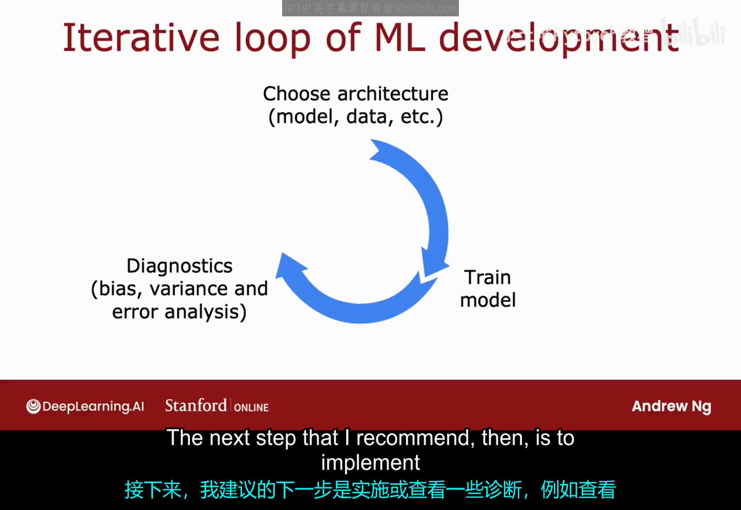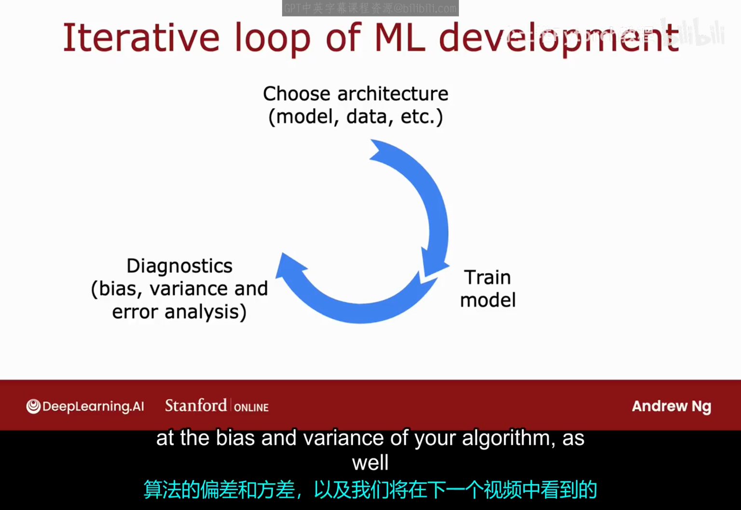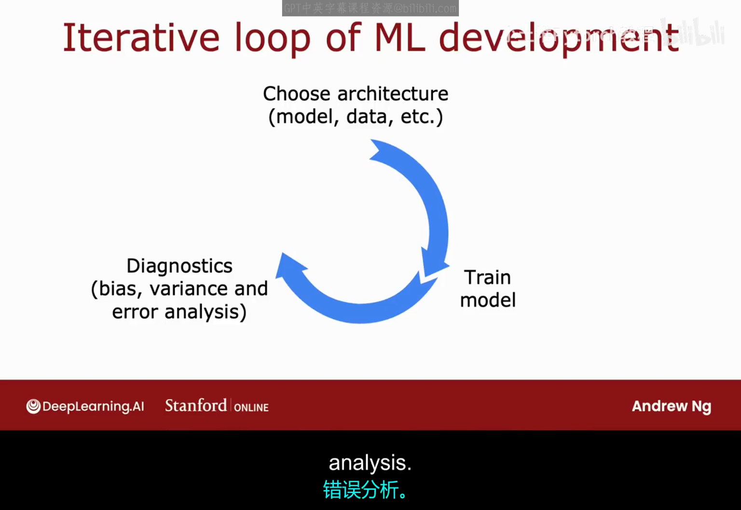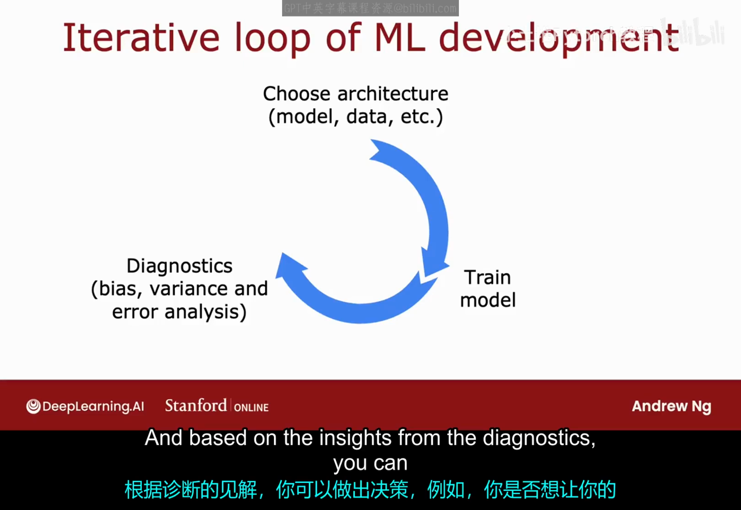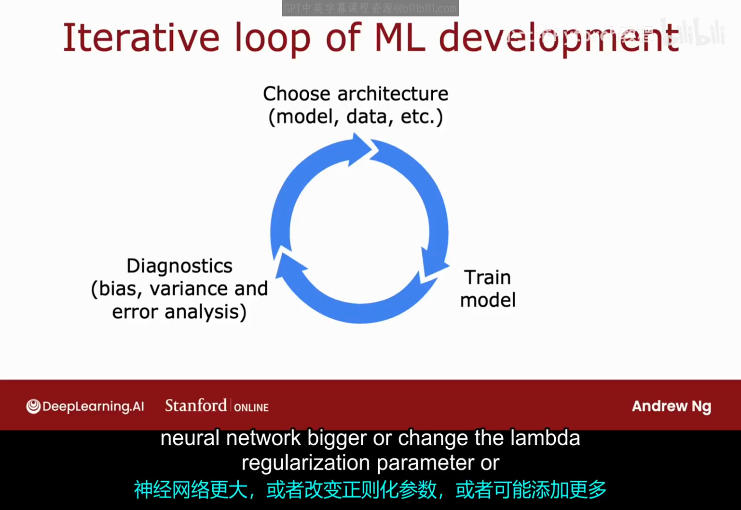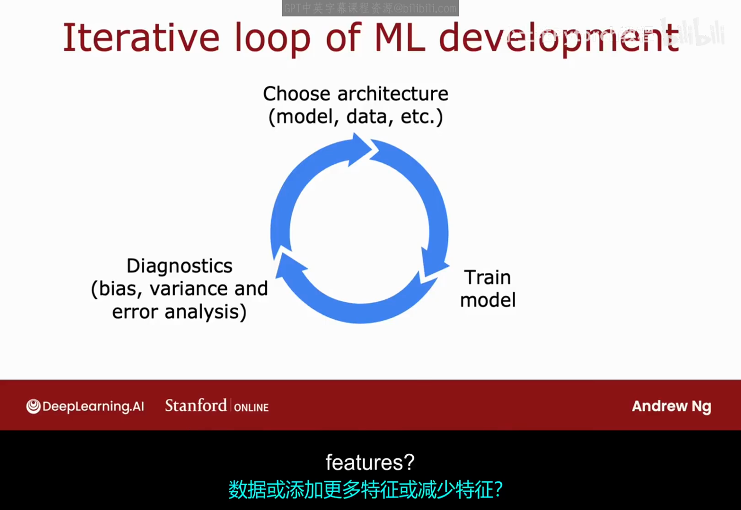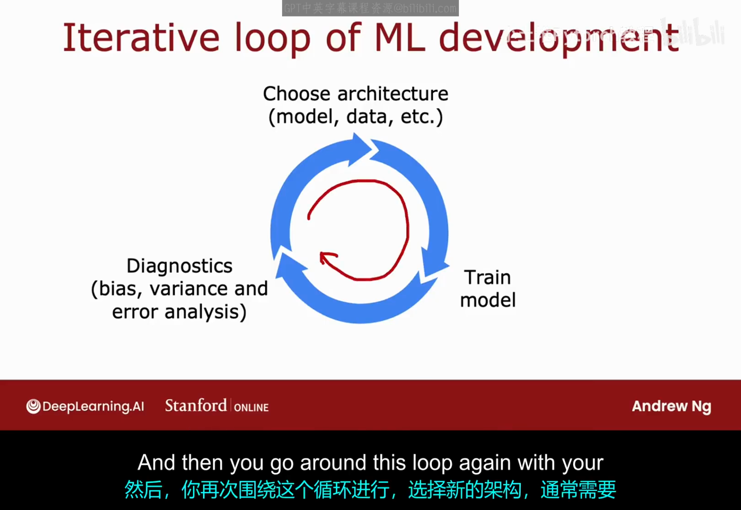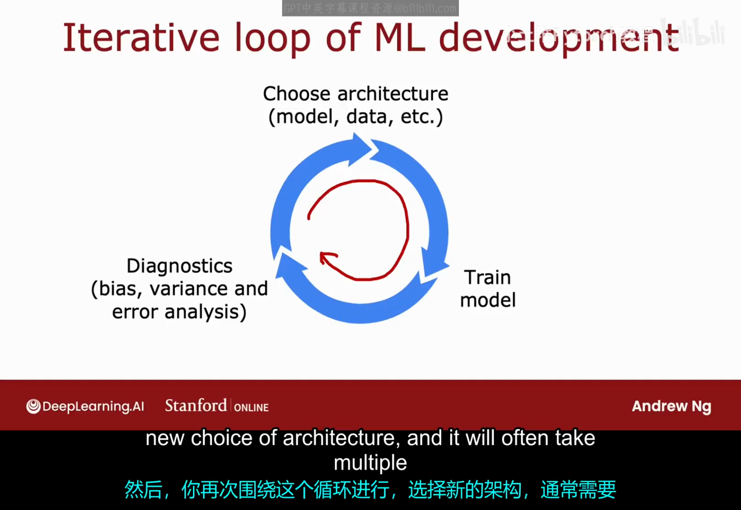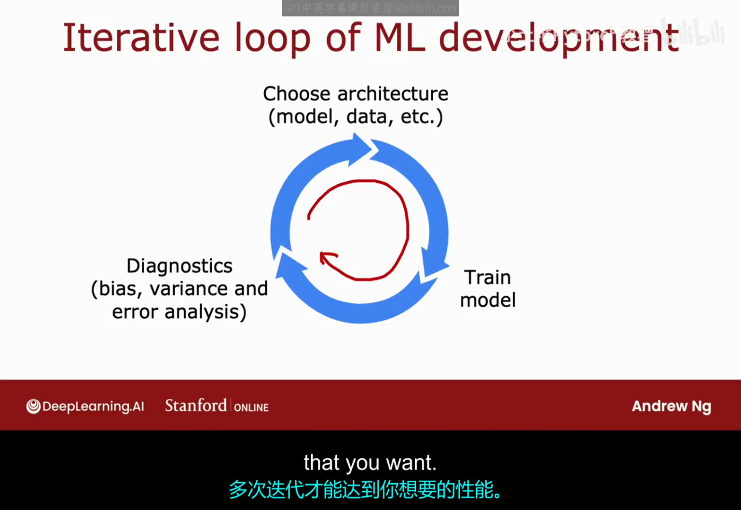The next step that I recommend then is to implement or to look at a few diagnostics, such as looking at the bias and variance of your algorithm, as well as something we'll see in the next video called error analysis. And based on the insights from the diagnostics, you can then make decisions like, do you want to make your neural network bigger or change the lambda regularization parameter, or maybe add more data or add more features or subtract features? And then you go around this loop again with your new choice of architecture. And it will often take multiple iterations through this loop until you get to the performance that you want.